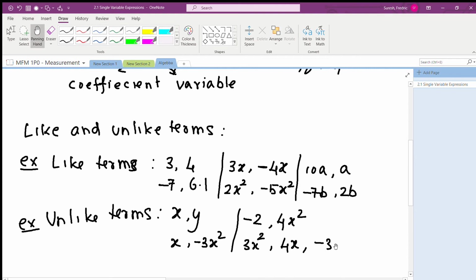So basically what you need to know from this lesson is what is a term, number one. Two, in the term there are two bits. There is a coefficient and there is a variable. And once you know that, then you have a bunch of terms. You ask yourself, are these terms like or are these terms unlike?